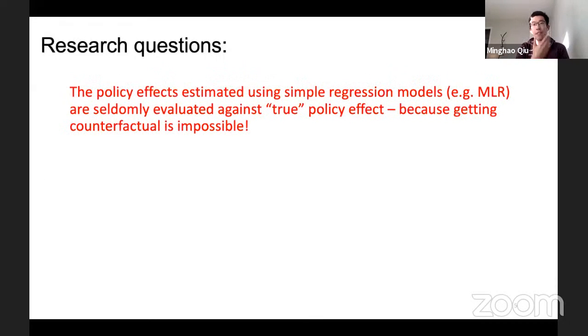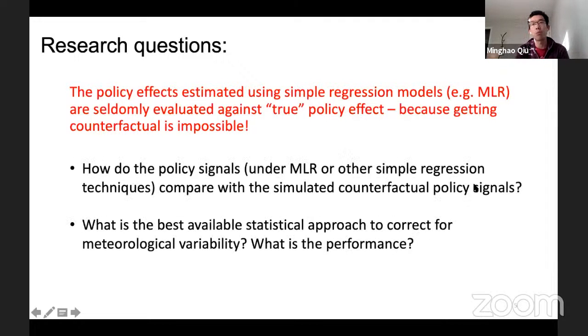The problem, however, is that people use all these kinds of models, but they are seldom evaluated against a true policy effect. To be fair, this is pretty hard because we never get to know the counterfactual, right? We never know what the air quality in Europe in 2020 would look like if the meteorology happened to be the 2019 case. So in this work, we simulate a counterfactual with full-complexity atmospheric chemistry models. And then we ask, how do the policy signals assessed under different types of regression or machine learning models compare with the simulated counterfactual signals? What is the best available statistical approach to do such a task, and what is the model's performance?